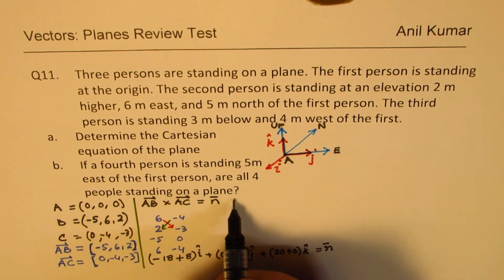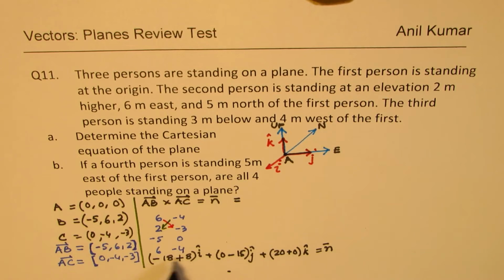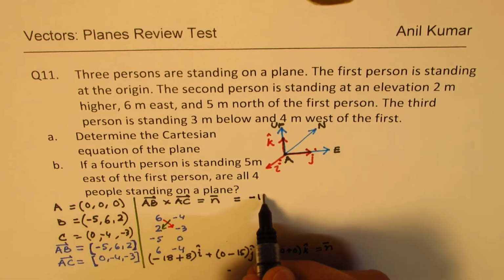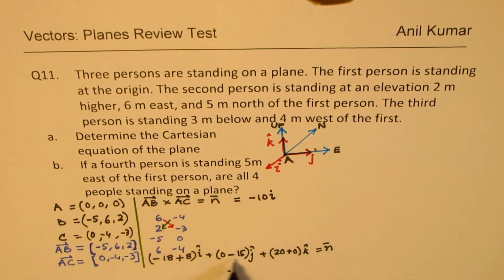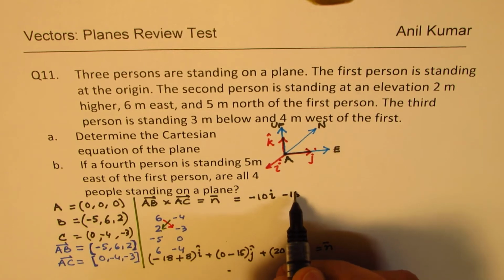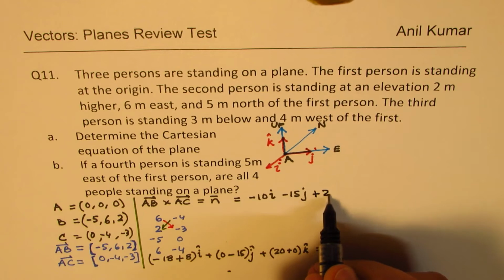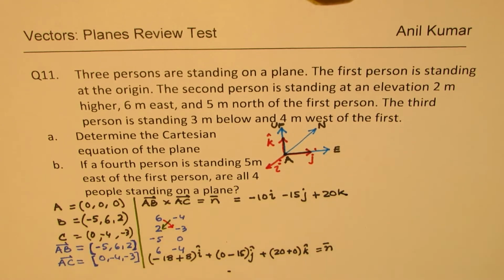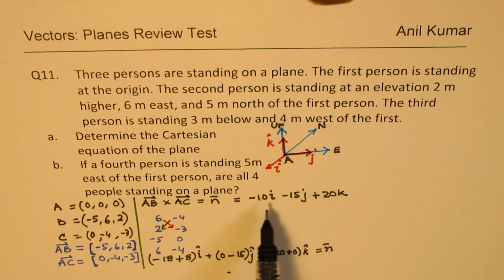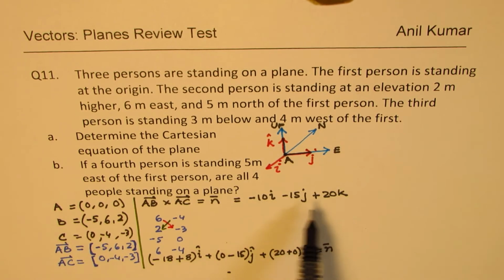So from here we get normal as equal to, we can add this up, so we get minus 10I, and here we get minus 15J, and here we get 20K. Correct? So that becomes our normal vector. You could actually divide them all by say 5, because they are scalar multiples.